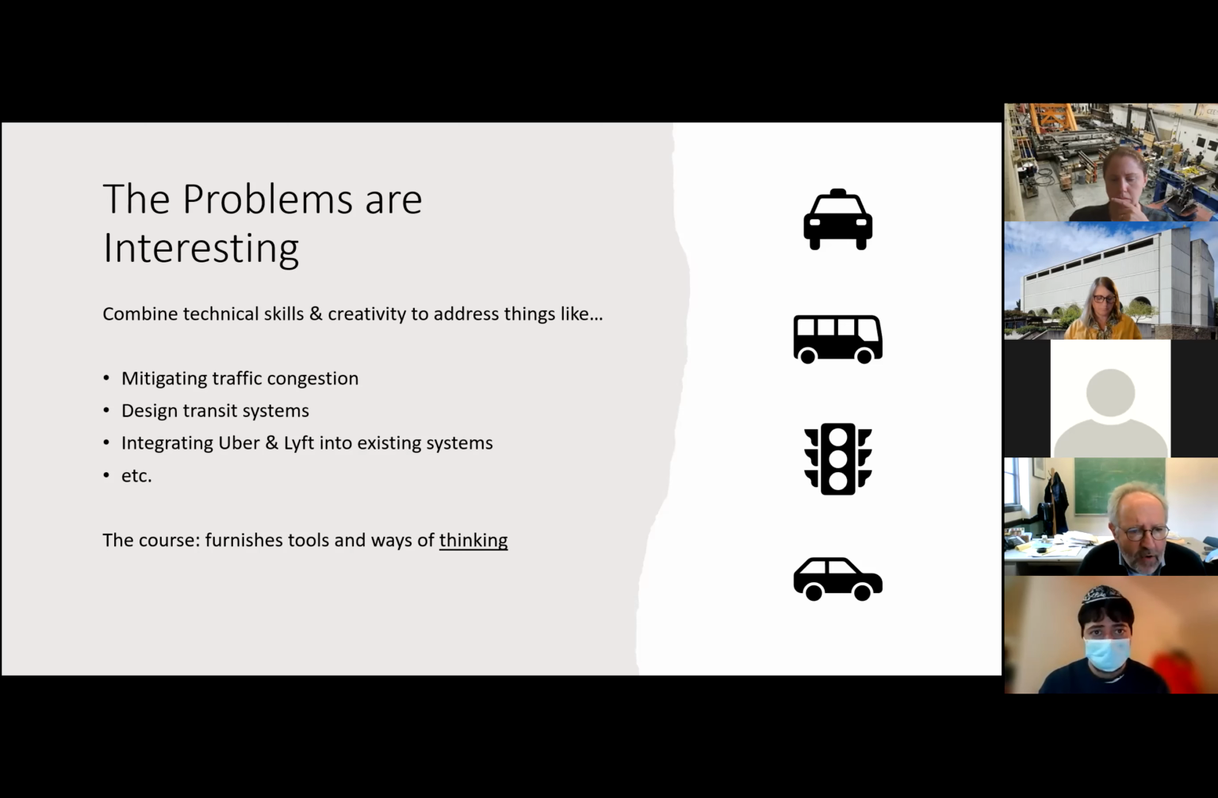Other questions include things like, how can we integrate new transportation options like Uber and Lyft, for example, into existing systems that consist of ordinary cars and buses? And how might we make these new mobility options function more collaboratively with the old systems? How can Uber and Lyft compete more productively with public transit? So in the course 155, we try to furnish students with the tools to answer questions like this, but we also try to teach them ways of abstracting problems, meaning ways of thinking about the problem so that the problem can be solved.